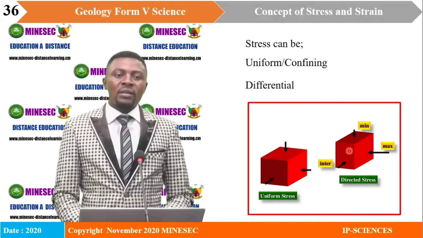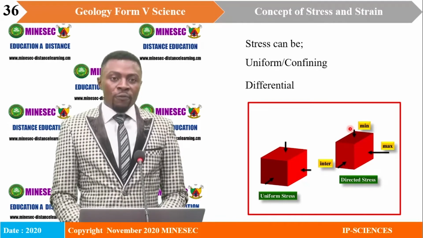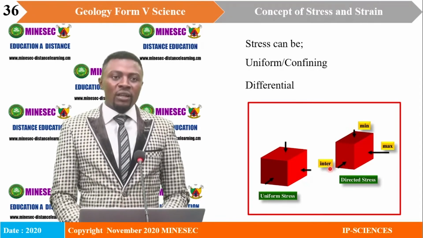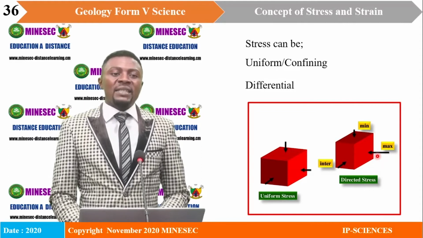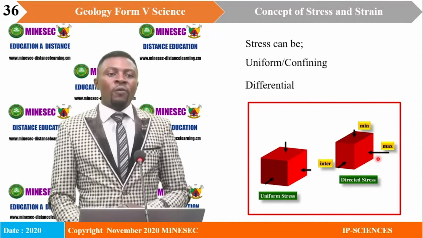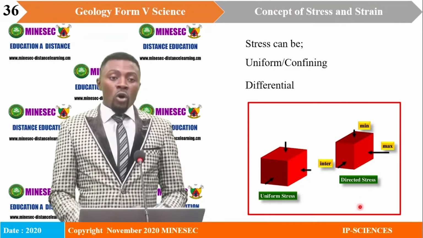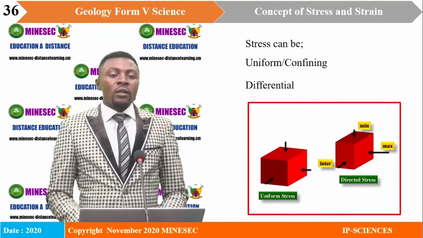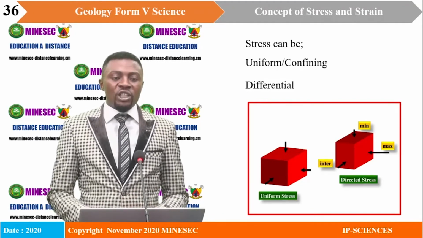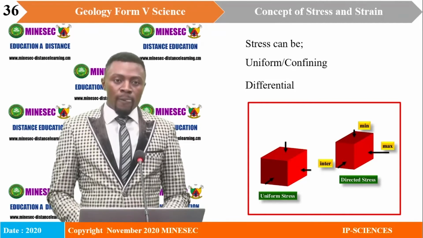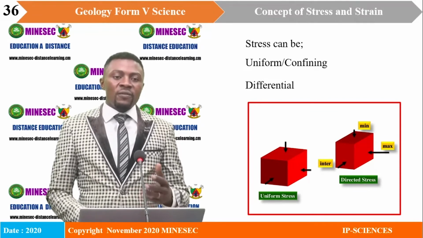And in the second diagram, we have differential stress. Above, we have stress coming from that direction. The body is also stressed from this direction. The maximum stress that body of rock is subjected to is coming from this direction. So to conclude, that body is subjected to stress from different directions that are not equal. We call that type of stress differential stress.